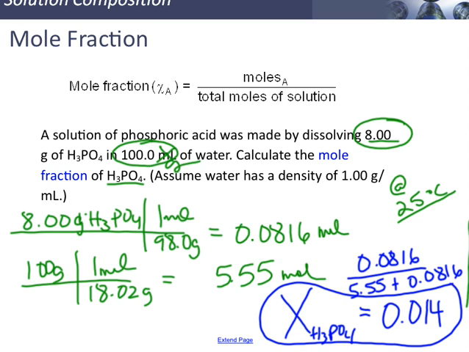Again, no percent. Don't literally make it a fraction because that's an unlimited number of sig figs. It needs to be a fraction as a decimal. We good with math? Yes. Because that is what mole fraction is. See this X? Okay.